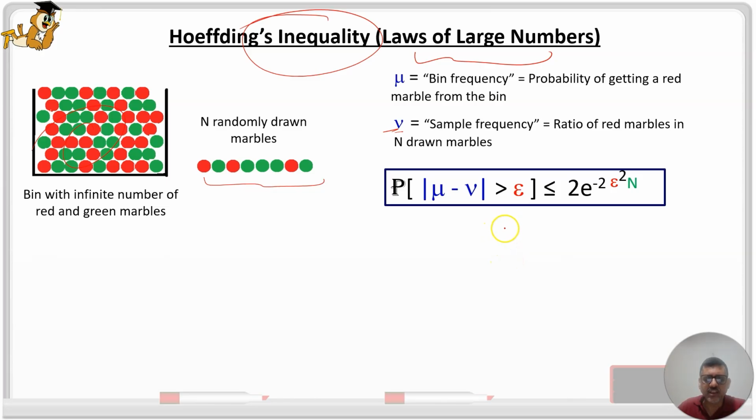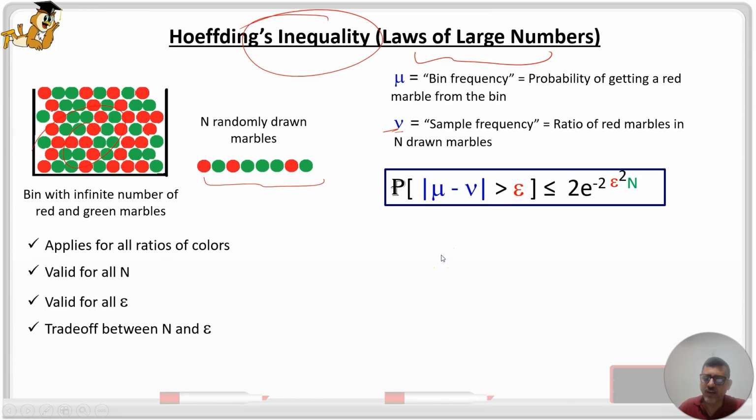And Hoeffding's inequality was, we said, a fairly general result because it applied for all ratios of colors. It does not matter what the ratio of red and green marbles in this bin is. It's valid for all n, in the sense you could draw any number of marbles from this bin and it would still apply. It is valid for all values of epsilon that you can specify. Epsilon appears on both sides of this equation, so this result holds for all values of epsilon, and clearly this result establishes a trade-off between n and epsilon.